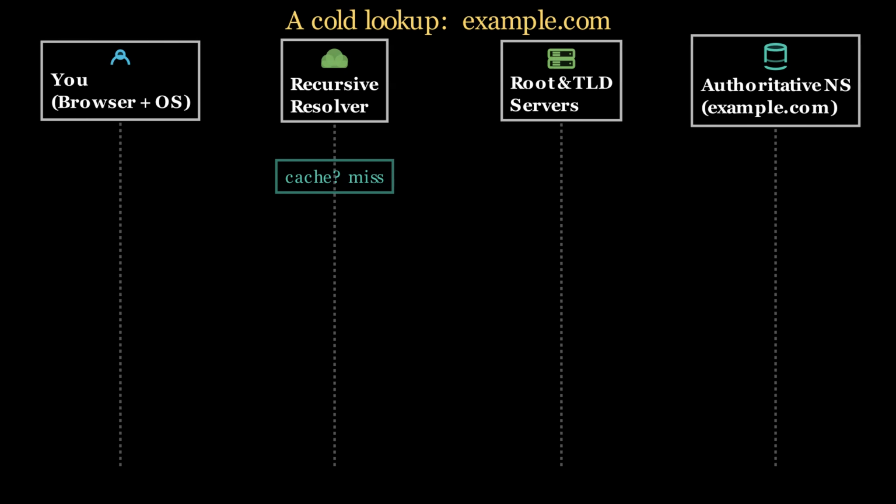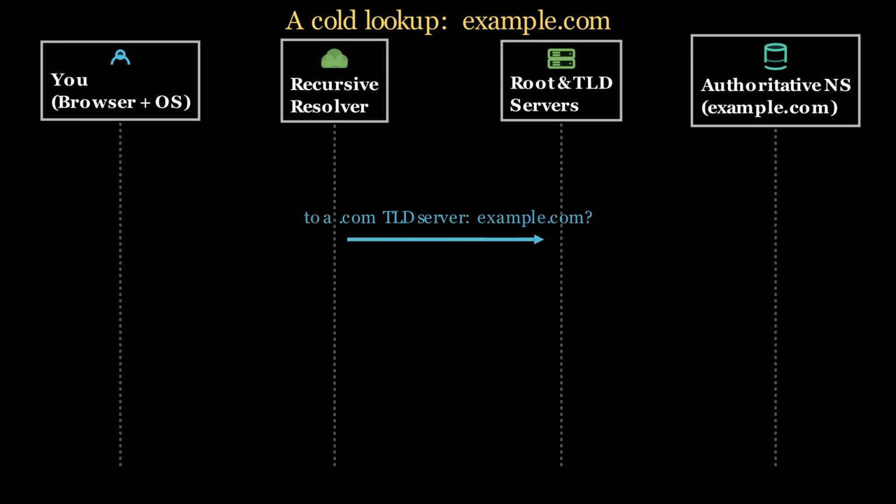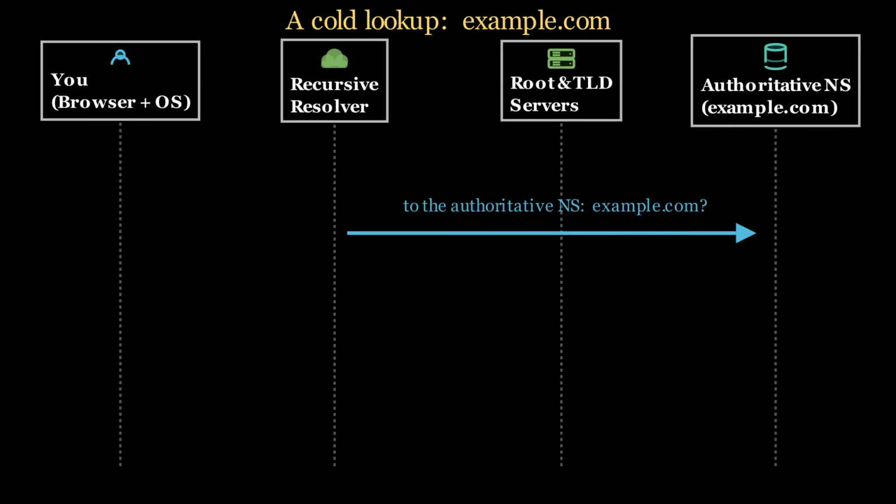Today, a miss. So it starts at the top, one of the 13 named root servers, each really hundreds of machines around the world. The root doesn't know example.com, but it knows who runs .com and answers with a referral. Same question, one level down, to the top-level domain servers for .com. Another referral, here are the authoritative name servers for that zone. Third hop, this time to a server that actually holds the zone's records.